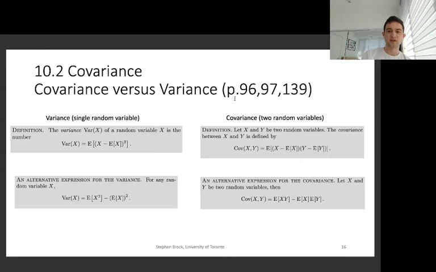And if you are still confused or wanted to see some more examples, please refer to the pages where they talk about these equations. So that'd be page 96, 97, and 139.